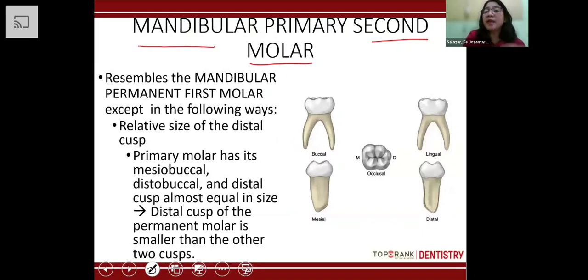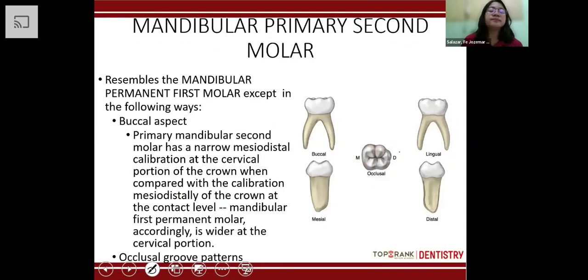So the mandibular primary second molar looks like the mandibular permanent first molar, except that it has equal-sized buccal cusps. In the primary molar, the mesiobuccal, distobuccal, and distal cusps are equal in size. In the permanent molar, the distal cusp is smaller than the two other cusps.